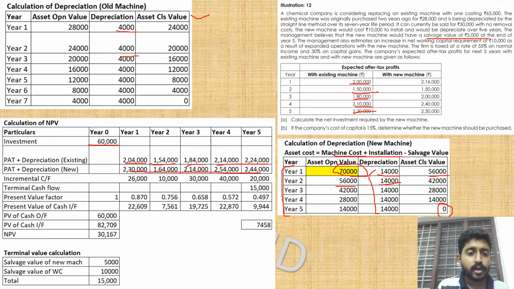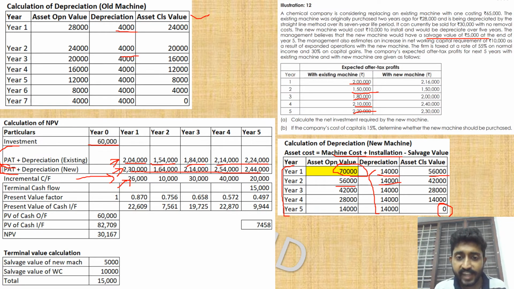Okay, so we have an existing machine, we are going to take that machine out and consider the new machine. Which means you have to see the incremental cash flow. That's why we have taken the profit after tax of the existing machine, and profit after tax plus depreciation of the new machine. So cash inflow from the new machine minus cash inflow from the existing machine will give you the incremental cash flow here. So I have calculated incremental. So 2 lakh 30,000 minus 2 lakh 4,000 will give you 26,000. So yearly incremental cash flow is found.